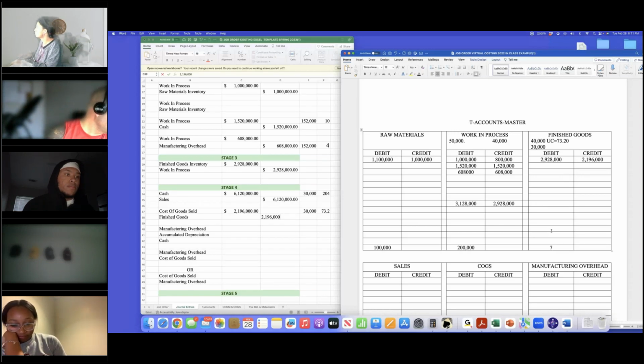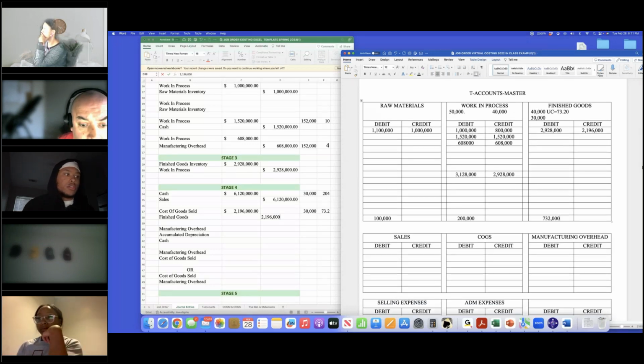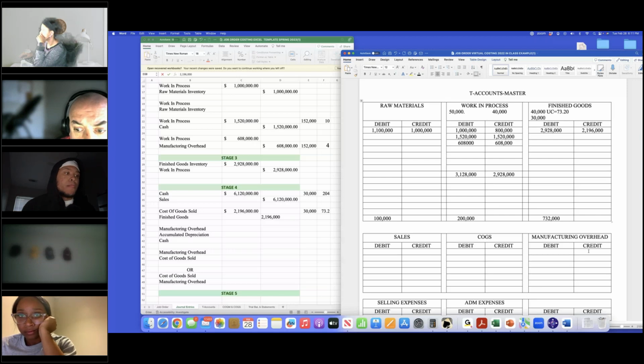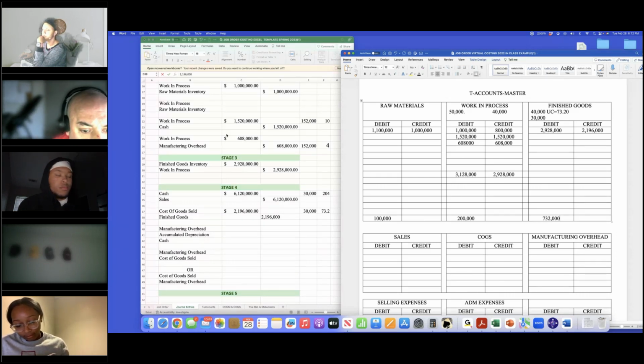Okay, what comes next? Wait, so whenever we find the cost of goods sold and finished goods, we multiply the 30,000 by the 73.2, right? 73.2, correct. That's why I was putting them in here. Got you. So our estimated overhead was 608. Remember, we debited work in process and credited manufacturing overhead.